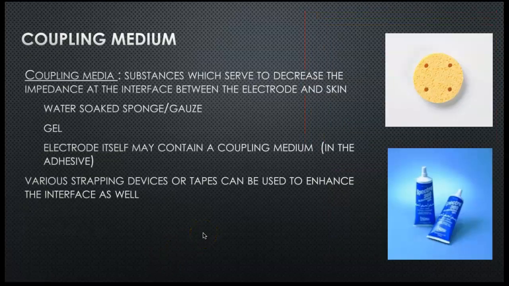So coupling media is a substance that serves to decrease impedance between the electrode and the skin. Depending on what type of e-stim you're using, like if you're doing wound care, you can use disposable sponges or gauze that are soaked in saline solution. You can use gel such as ultrasound gel, and the electrode itself might have a coupling media in the adhesive, and that's what yours have. You can also use straps, pre-wrap or tape to make sure that the electrode is really stuck down on the skin. There's no resistance.